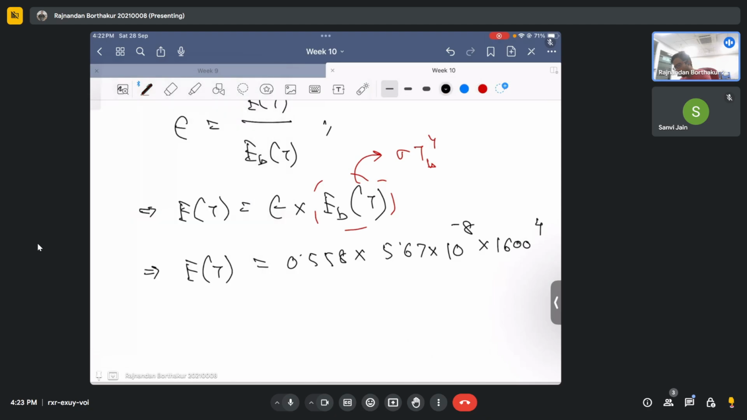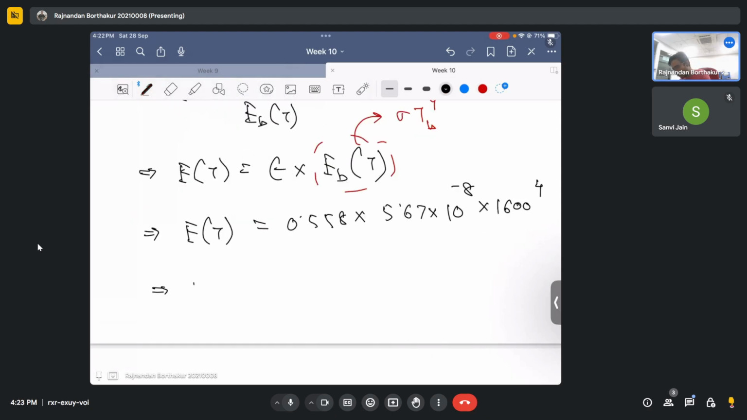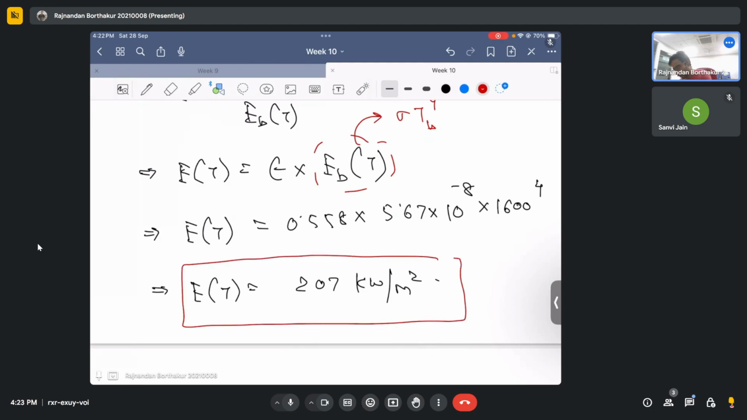Okay, so if you calculate this, the total hemispherical emissive power simply turns out to be around 207 kilowatt per meter square, because of course the emissive power is a flux, so it will be watt per meter square or kilowatt per meter square. So you can verify it at your end. This is the answer that you should get when you calculate the total hemispherical emissive power of this real surface.